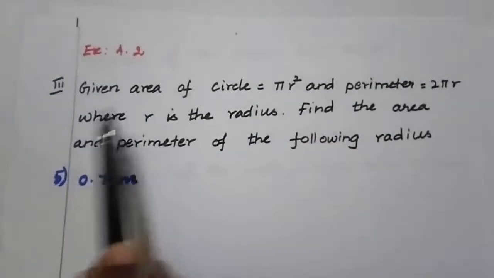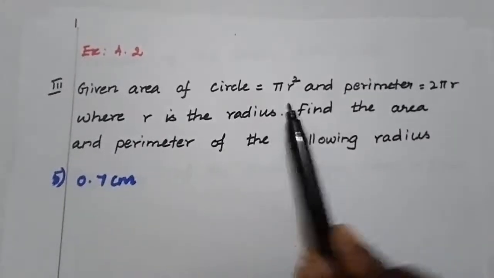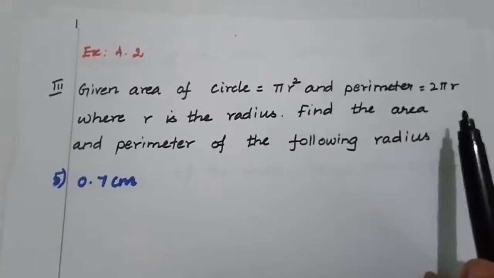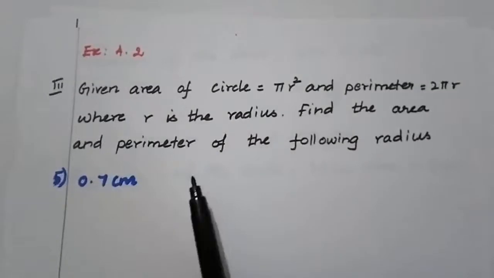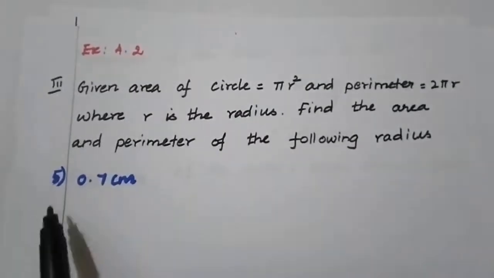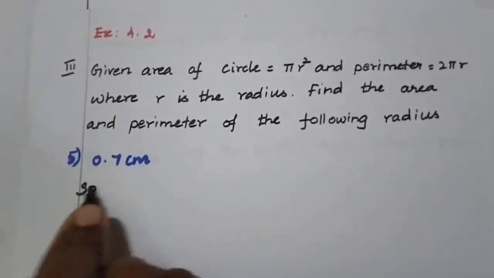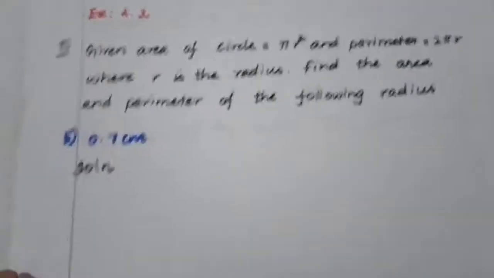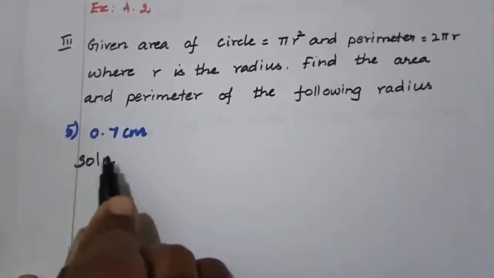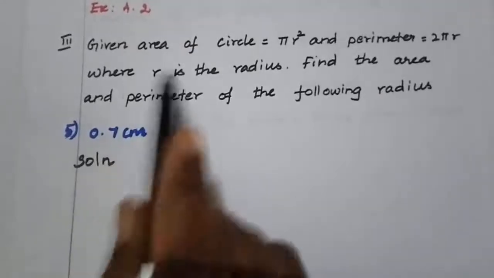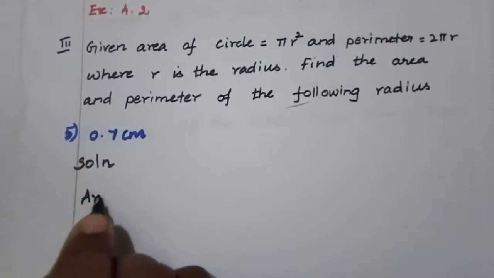Exercise 4.2, third Roman letter. Given area of circle is equal to pi r square and perimeter is equal to 2 pi r, where r is the radius. Find the area and perimeter of the following radius. So we are going to solve the last one. 0.7 is your radius and they ask you to find the area as well as the perimeter. So first find the area of the circle.